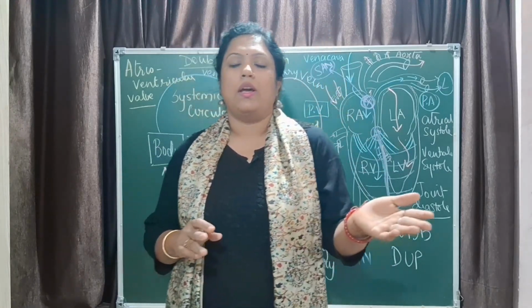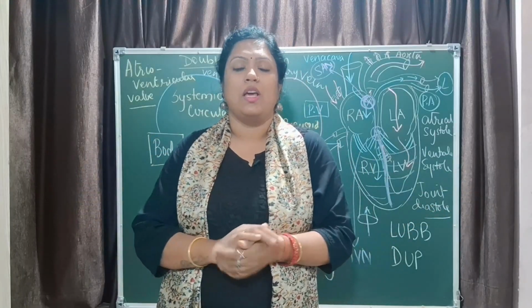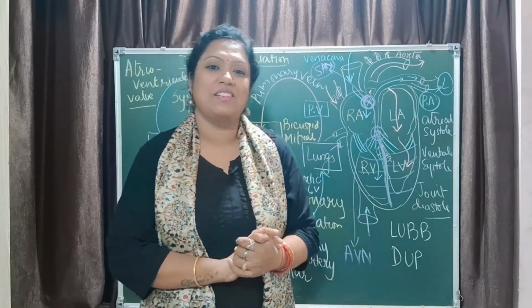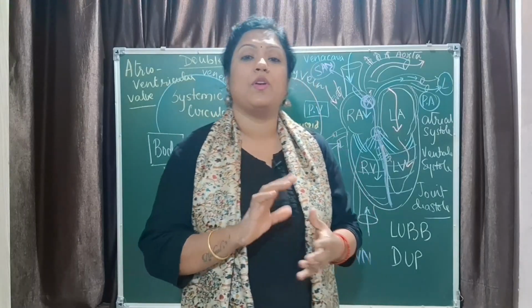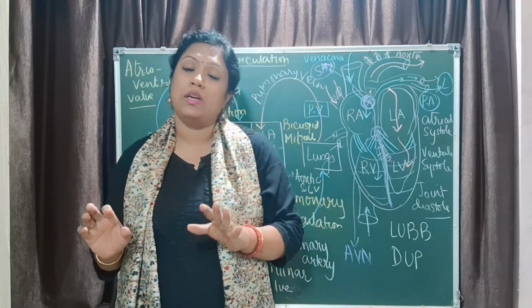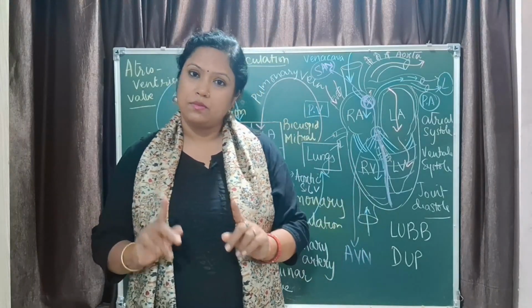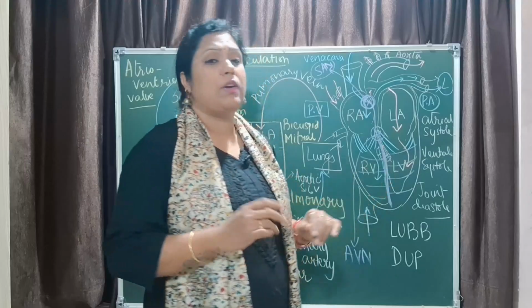Now with the advancement in pollution and other kinds of stress factors, even 140 by 90 is considered as normal. But in exam, if the question is asked what is the blood pressure of a healthy human being, it should be 120 by 80 mm of Hg. Is that clear? Then you have what is a pulse.